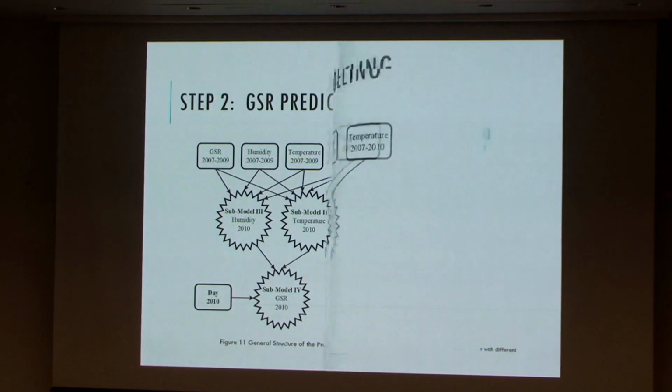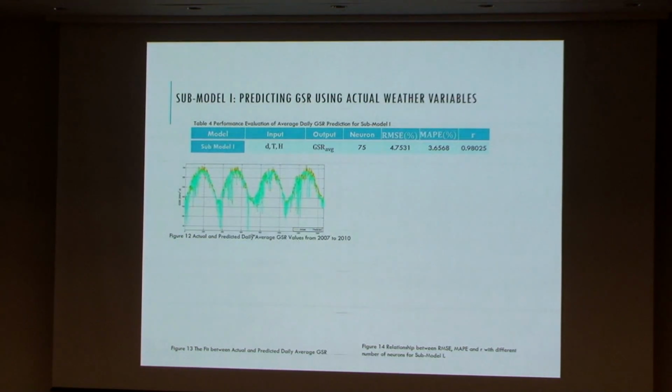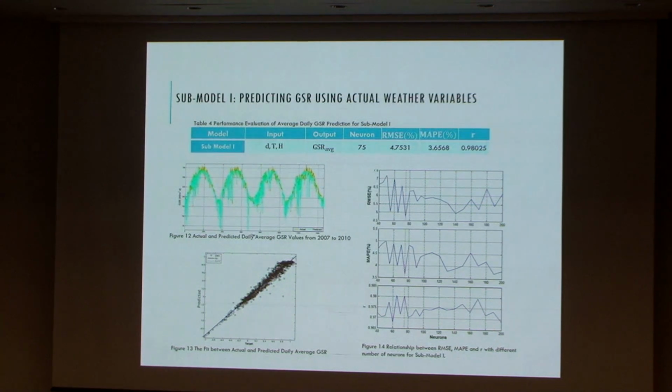So for submodel number 1, here is the output. The input is the temperature and the humidity. I used 75 neurons, and here is the performance result: root mean square error, mean absolute percentage error, and R, the coefficient of correlation. Here is the comparison of the actual with predicted data, and the blue one is the predicted data. And here is the fit between the actual and predicted data.